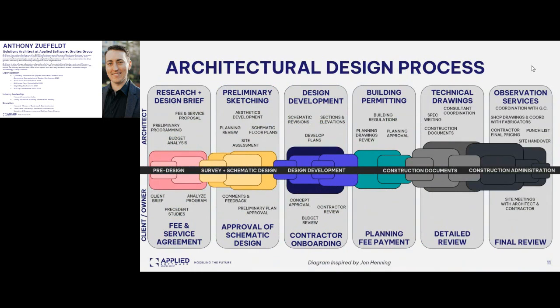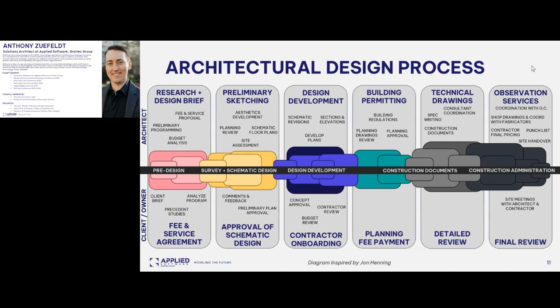And this is a diagram inspired by John Henning. He's an architect. He does some really good writing about AI and architecture. And this is inspired by his work. But effectively, we break down the architectural design process into the core stages. And really, we can break that into this idea of research and design brief, really that pre-design PD phase.